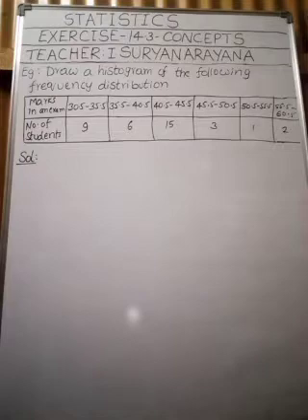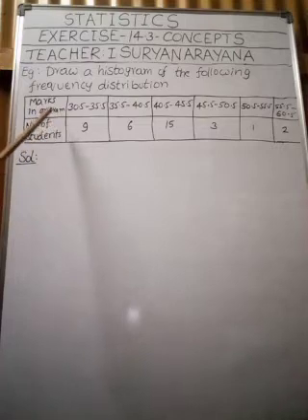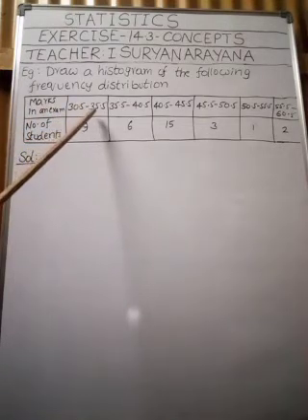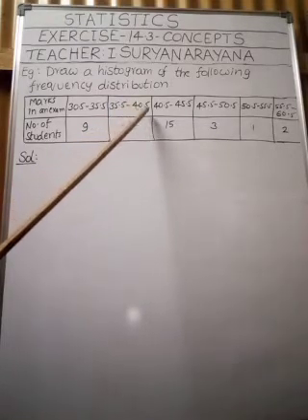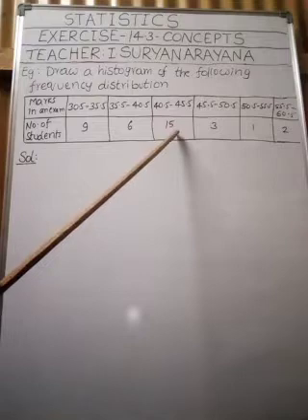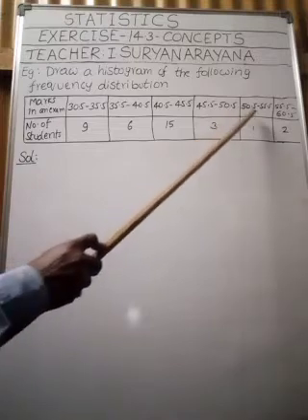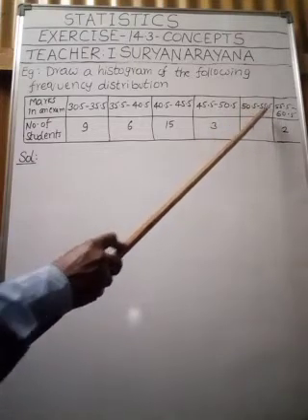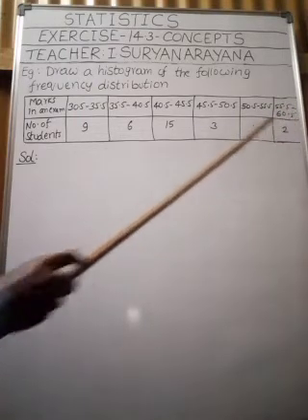To understand this point well, let us take an example. Draw a histogram of the following frequency distribution. Marks in an exam. Number of students: 30.5 to 35.5, 9 students. 35.5 to 40.5, 6 students. 40.5 to 45.5, 15 students. 45.5 to 50.5, 3 students. 50.5 to 55.5, only 1 student. 55.5 to 60.5, 2 students.